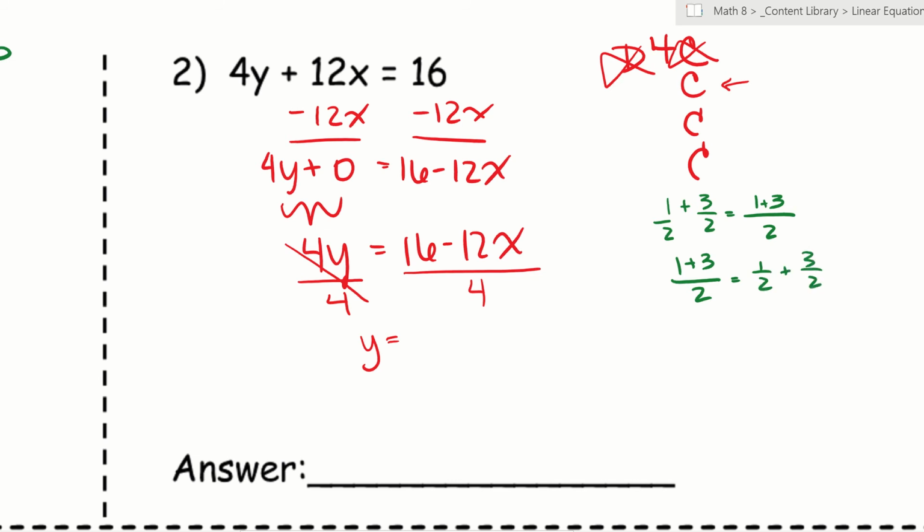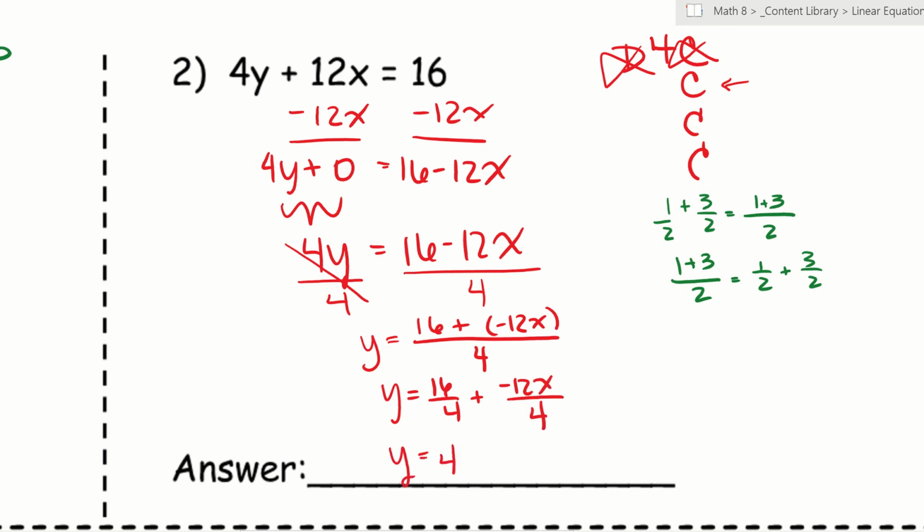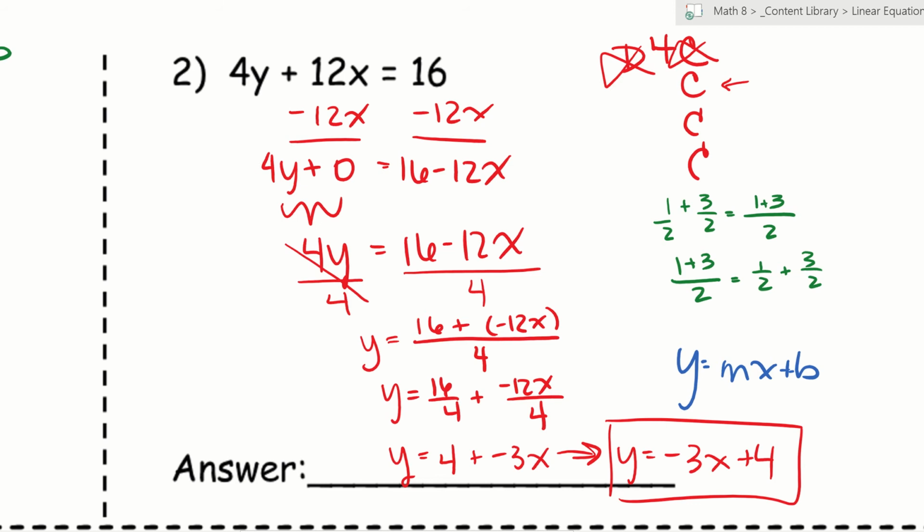Okay? So I can rewrite this actually as 16 plus negative 12x over 4, and then separate it into 16 over 4 plus negative 12x over 4. And simplified, y equals 16 divided by 4 is 4, plus negative 12x divided by 4 is negative 3x. Rewritten in y equals mx plus b form would be y equals negative 3x plus 4. You do need to know this for your test.